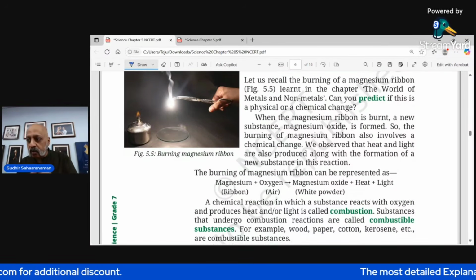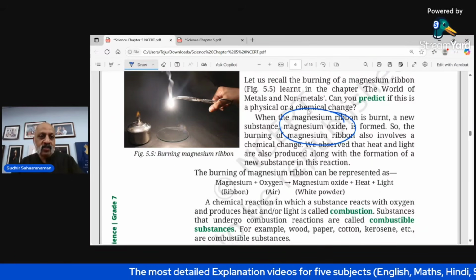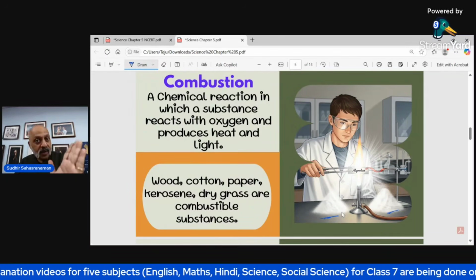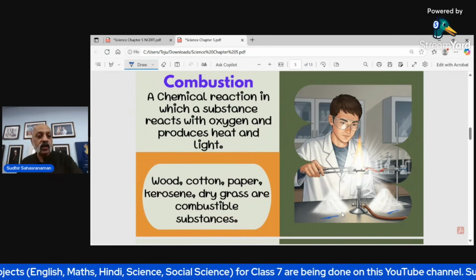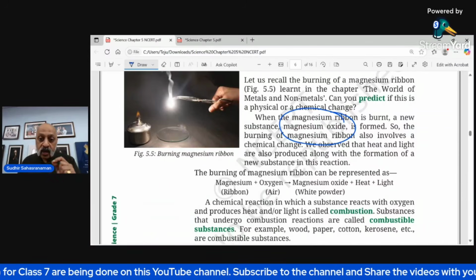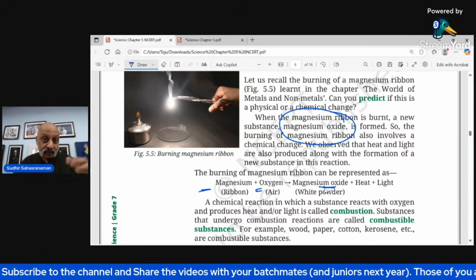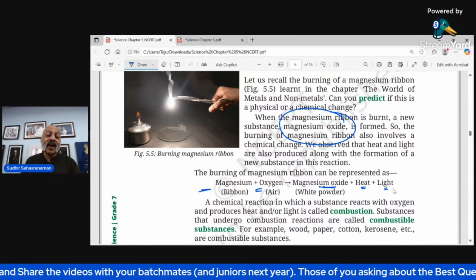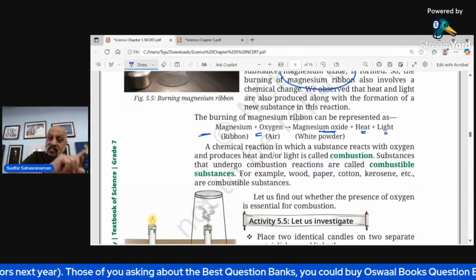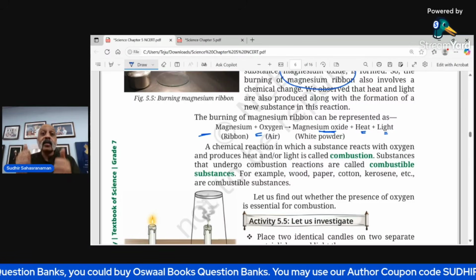So when this magnesium ribbon is burnt, a new substance is formed, which is magnesium oxide. I've shown this out here. The powder that you find out here is magnesium oxide. Magnesium plus oxygen is forming magnesium oxide. So it is also involving a chemical change. We observe that heat and light are produced. So magnesium plus oxygen, magnesium oxide, which is the white powder, and also heat and light are produced as byproducts of this chemical reaction. So a chemical reaction in which a substance reacts with oxygen and produces heat and light, sometimes heat or light, is called combustion.